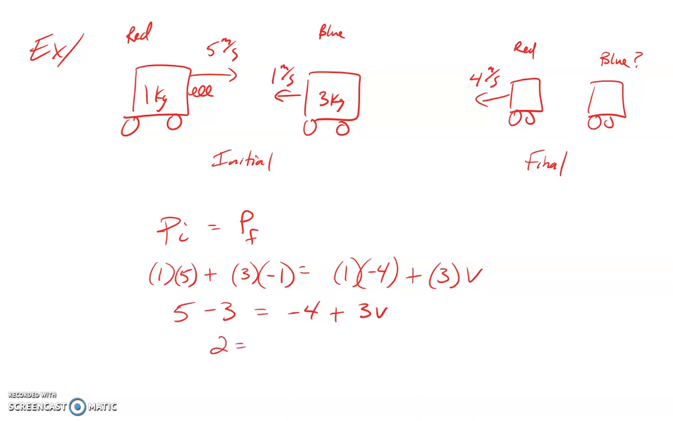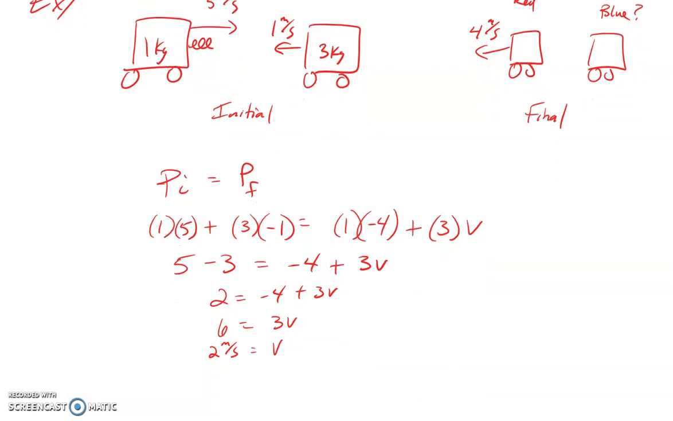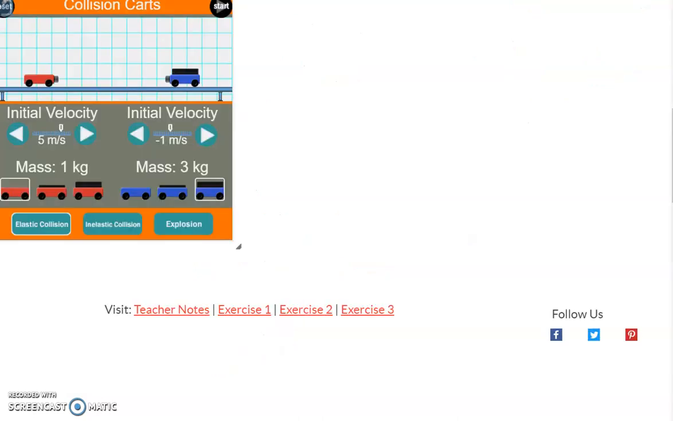So this would be 2 equals negative 4 plus 3v. Add 4, you get 6. It gives us a velocity of 2 meters per second for the blue cart, which implies, since it's positive, that it's to the right. So let's check. Here's our collision carts. You got the little springs on them. Velocities and masses match our problem. Start the simulation. And our blue cart moves to the right at 2 meters per second.